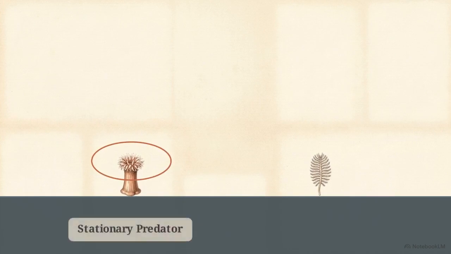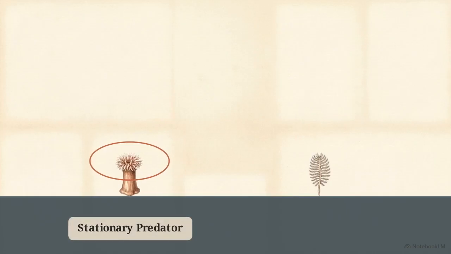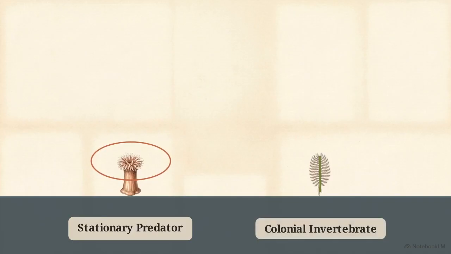Unlike the free-swimming jellyfish, the sea anemone and sea pen are stationary. The anemone resembles a flower, but uses tentacles to capture small fish. The sea pen is a colonial invertebrate with a central stalk that looks like an old-fashioned quill.